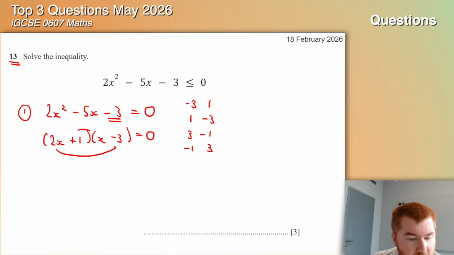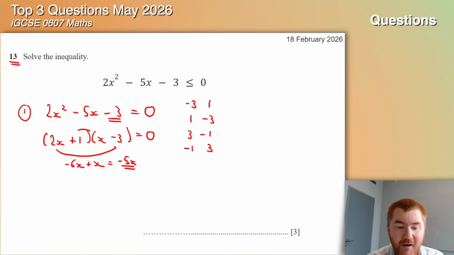Let's check. So 2x times minus 3 is minus 6x. 1 times x is plus x. Minus 6x plus x is minus 5x. All is good in the world, and we do have it in factorized form.